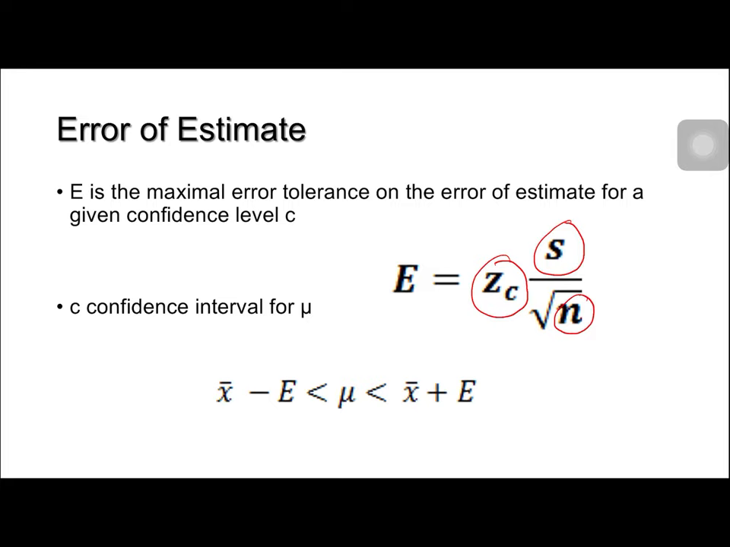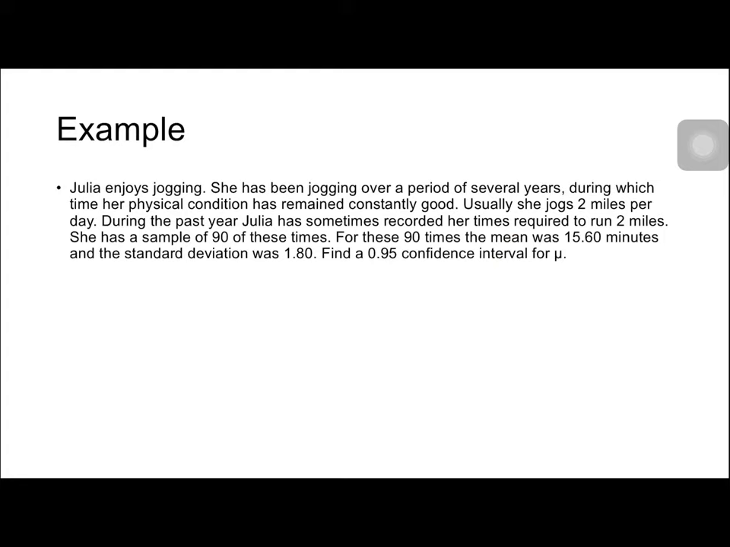Example, Julia enjoys jogging. She has been jogging over a period of several years, during which time her physical condition has remained constantly good. Usually, she jogs 2 miles per day. During the past year, Julia has sometimes recorded her times required to run 2 miles. She has a sample of 90 of these times. For these 90 times, the mean was 15.60 minutes and the standard deviation was 1.8. Find a 0.95 confidence interval for mu.